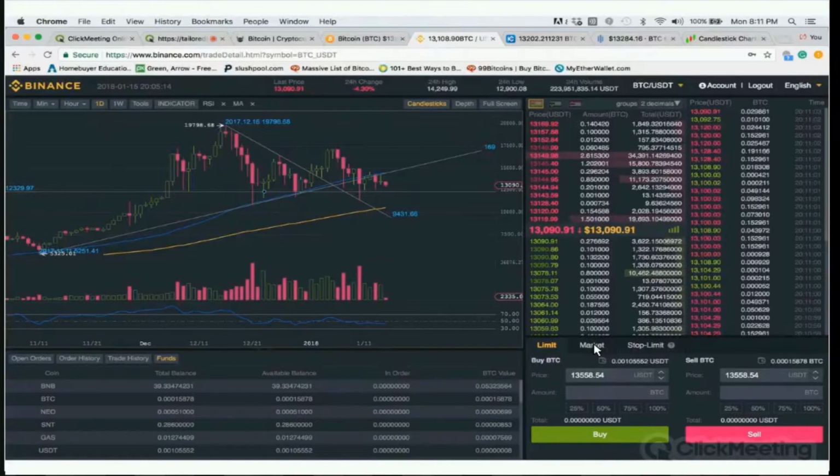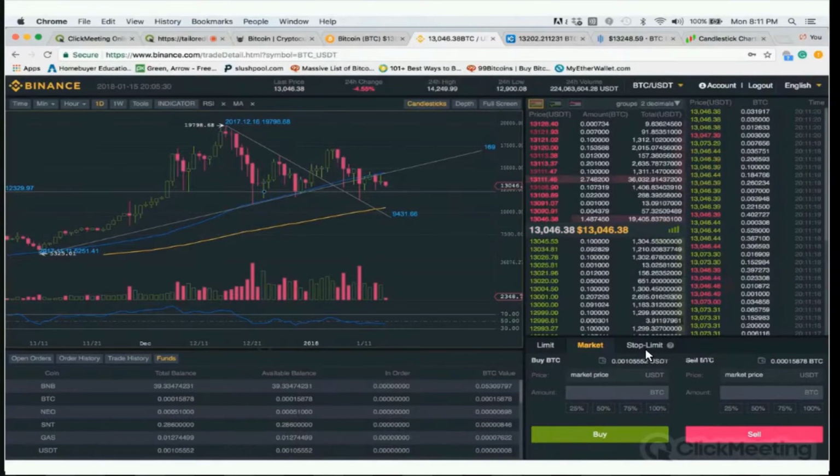And a market order is basically an order to execute a trade at whatever the best price the market is at that point in time. So this is just to get the trade executed as soon as possible, as quick as possible.